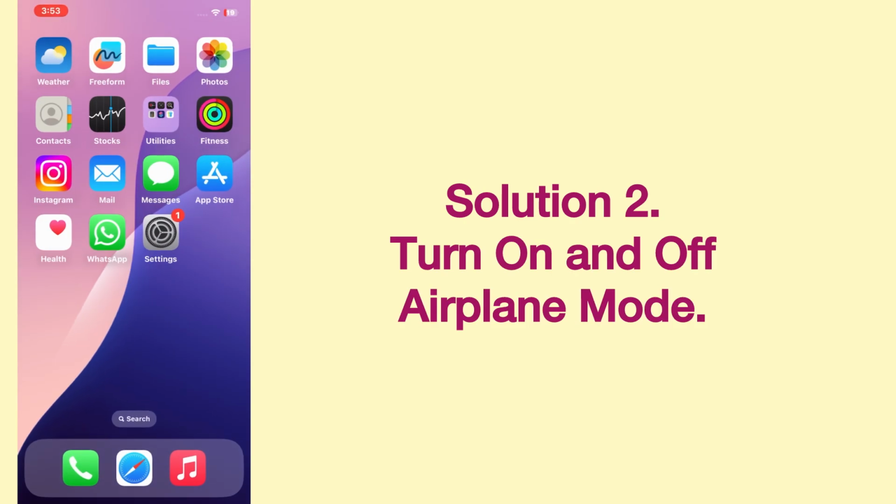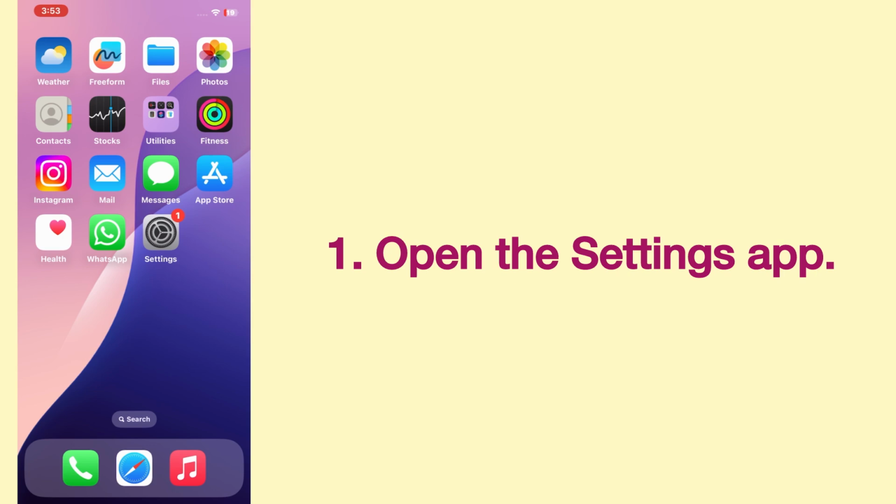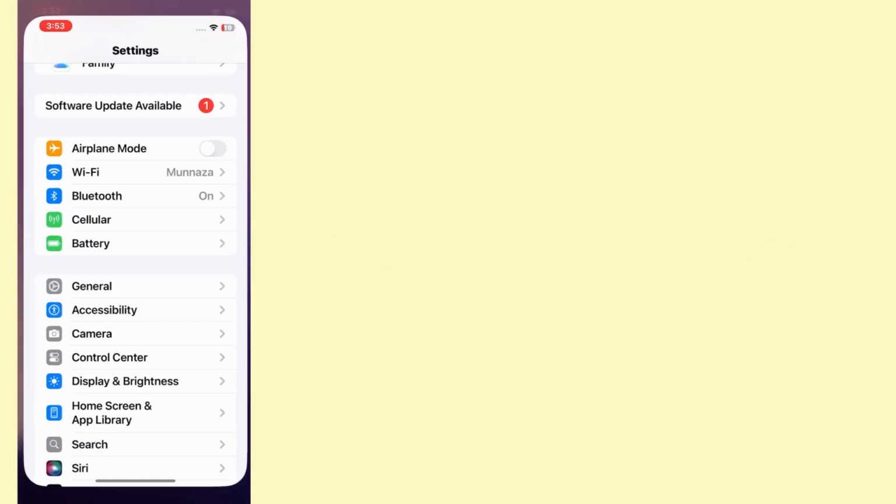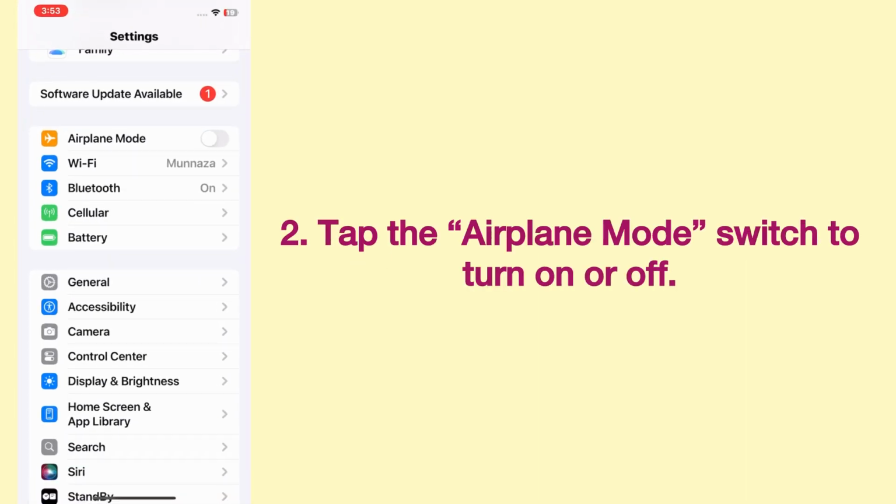Solution 2. Turn on and off airplane mode. Open the Settings app. Tap the airplane mode switch to turn it on or off.